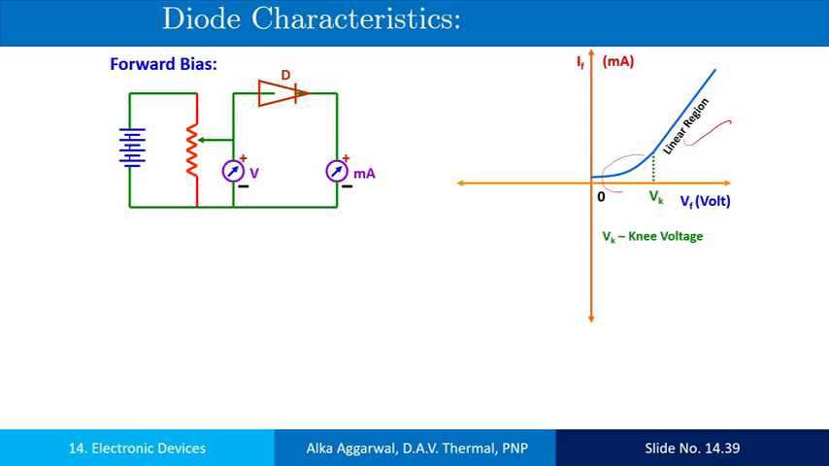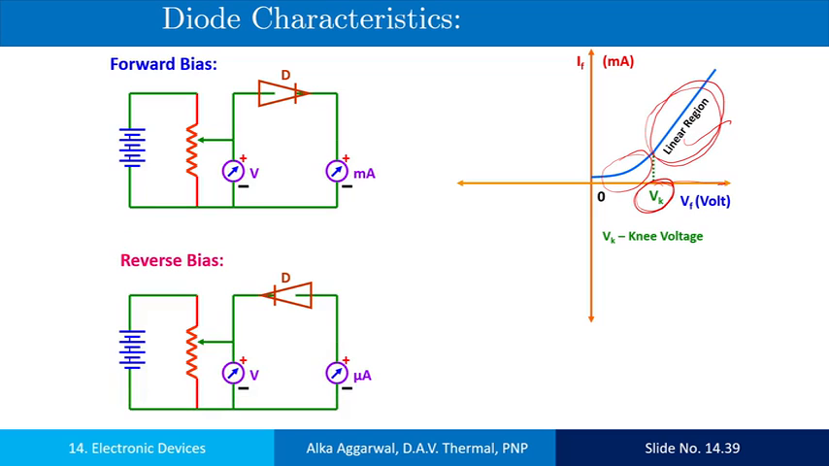And as V is increased till it is sufficient to overcome the potential barrier, the current increases sharply beyond VR, called the knee voltage. This is called the knee voltage. Beyond the knee voltage, the current increases almost linearly. The slope of this graph gives the resistance of the diode in forward biasing.